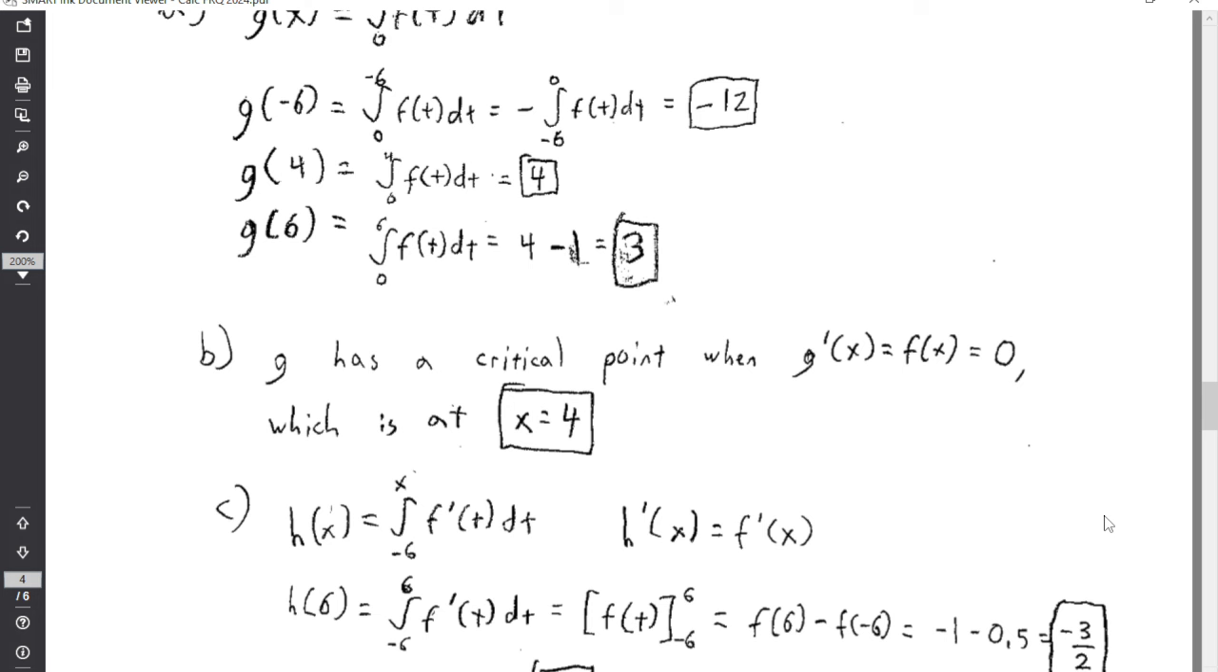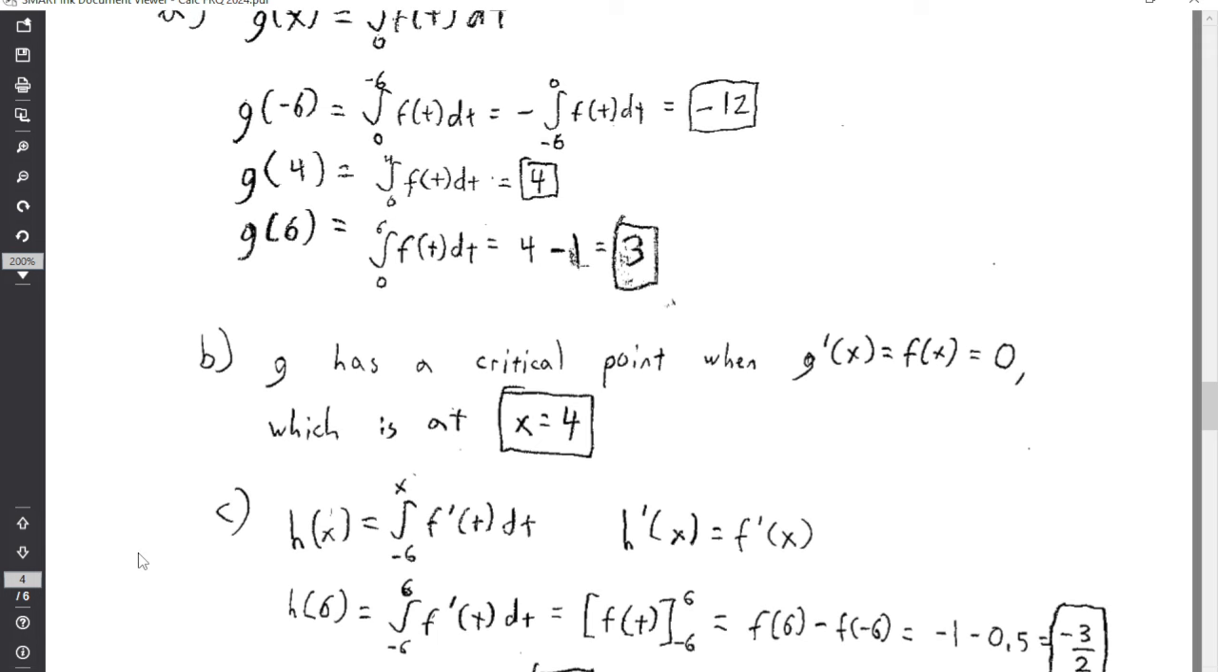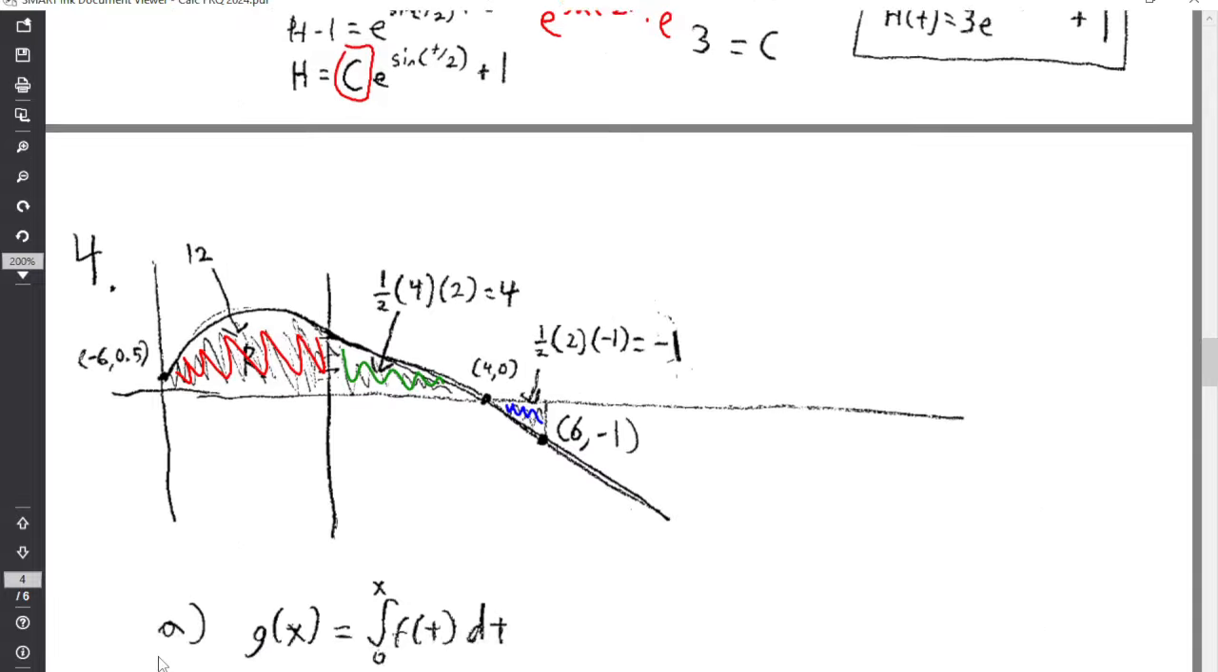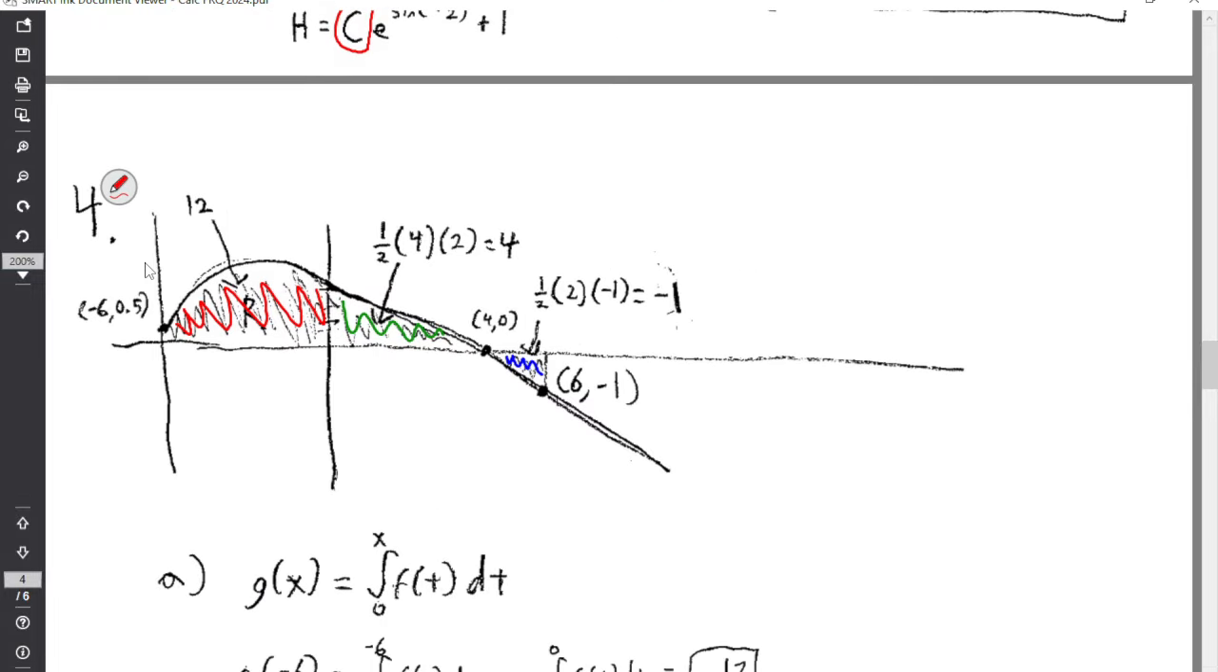For h prime, as we said, h prime is f prime. So h prime of 6 is f prime of 6. And to get f prime of 6, we look at the slope of this line right here, which, because of where we're starting, is going down 3 to the right 6. So that makes the slope there -1/2.